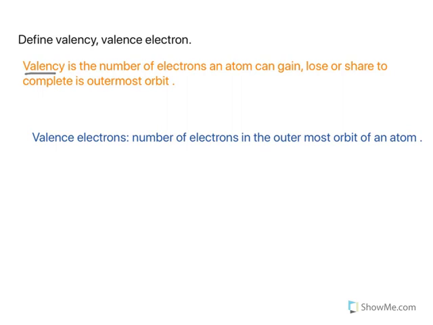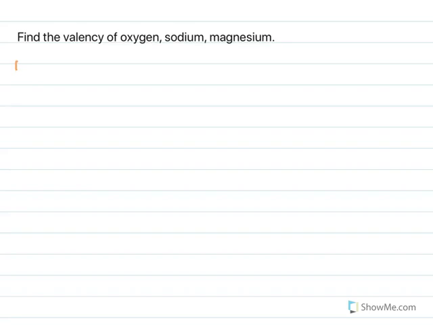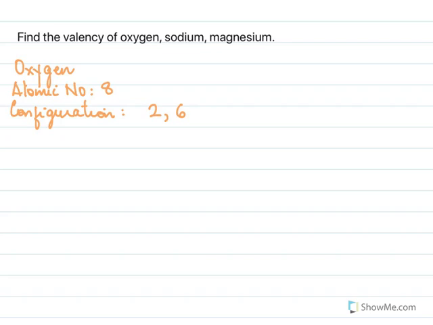Define valency. So valency is the number of electrons an atom would gain, lose, or share to complete the outermost orbit. And valence electrons are the number of electrons in the outermost orbit of an atom. Find the valency of oxygen. So to know the valency of oxygen, first we will write its atomic number. Atomic number of oxygen is 8. Then you have to write its configuration. That's the distribution of electrons, 2 and 6. So we see its valence electrons are 6, outermost electrons are 6.